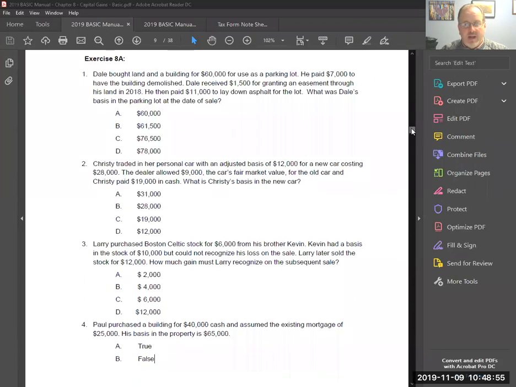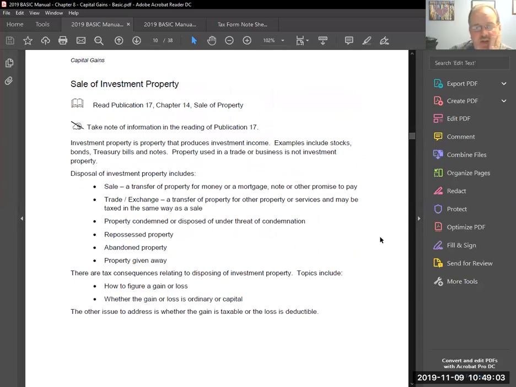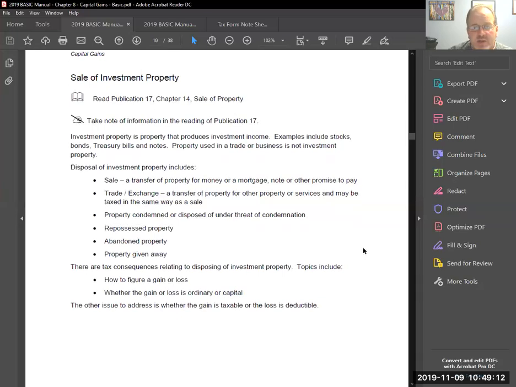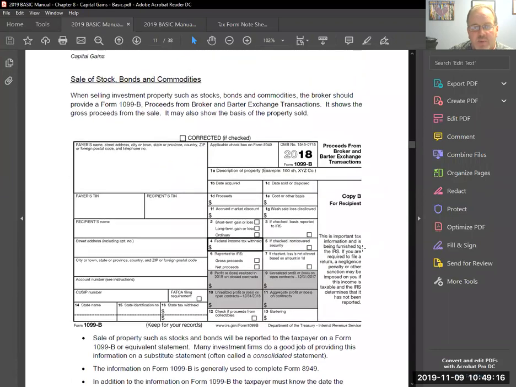All right. Have some exercises in here. Okay. Again, sale of investment property. We're not going to get into it too much. There's information here about it. I want to cover it more so when we are on Schedule E's and rental income, so that makes a little bit more sense there, but at least it gives you some knowledge as far as the capital gains.